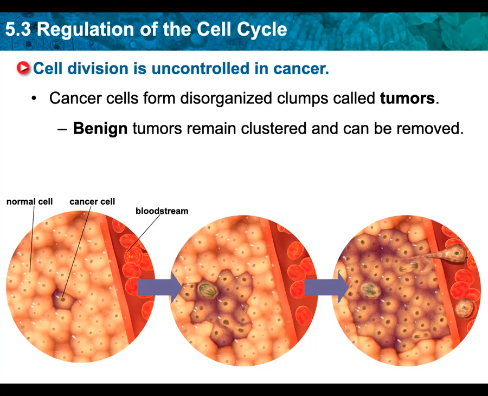So there are benign tumors, which remain clustered in one place, and they don't move through the body. They just stay intact. And so those are not cancerous. If they stay where they are and don't spread, they're not cancerous. A benign tumor, benign means harmless. It's a tumor that you can remove, and it's not going to hurt your body. It's not going to spread.